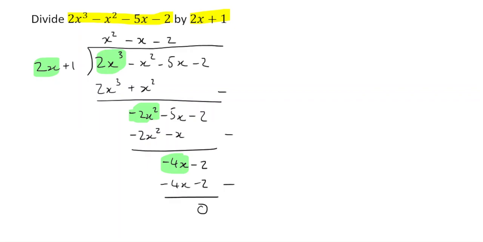So what have we just shown there? We have shown that if we take this polynomial, 2x cubed minus x squared minus 5x minus 2, and divide it by this polynomial, 2x plus 1, then we get this polynomial here, x squared minus x minus 2. Okay, guys? That is an introduction to polynomial division.